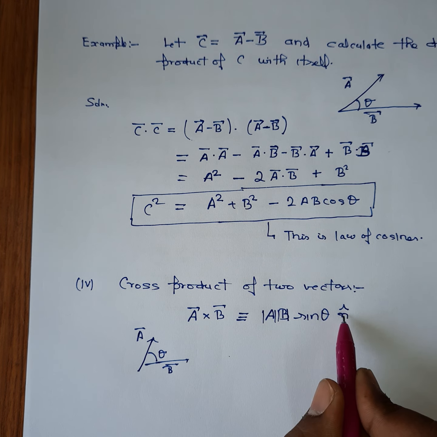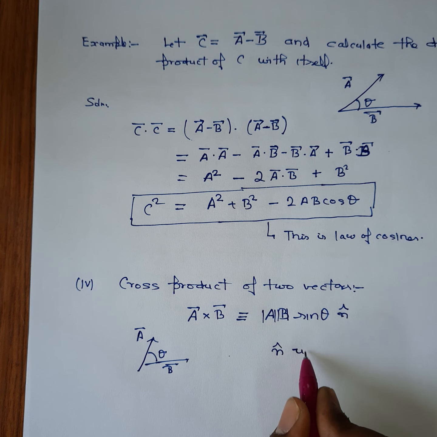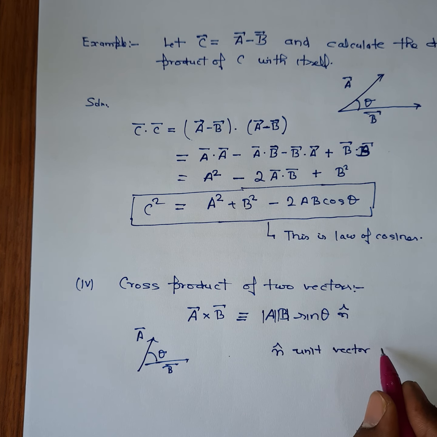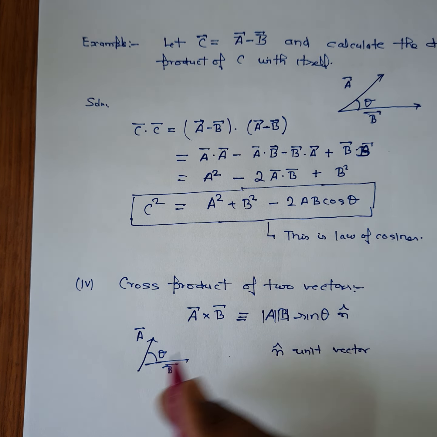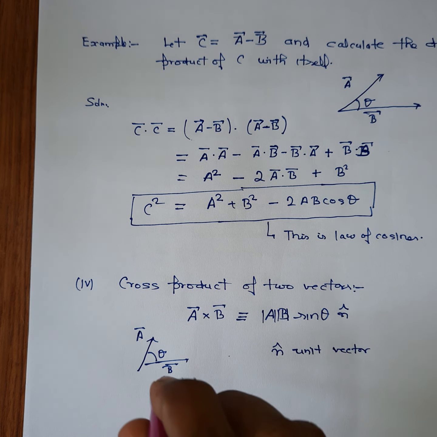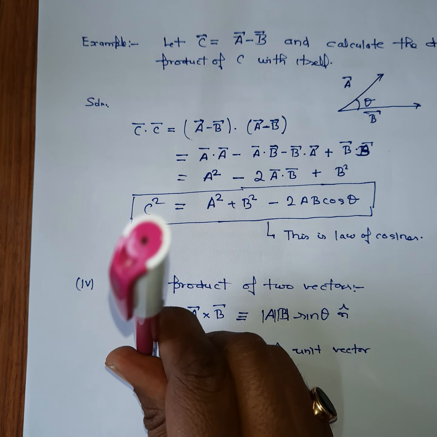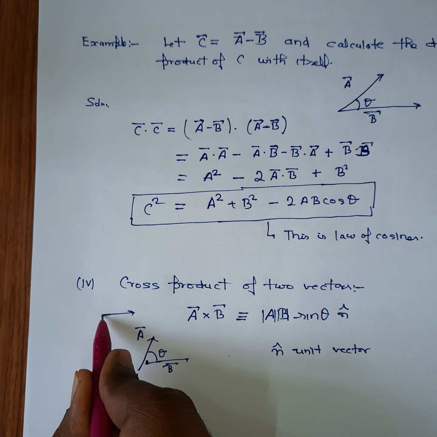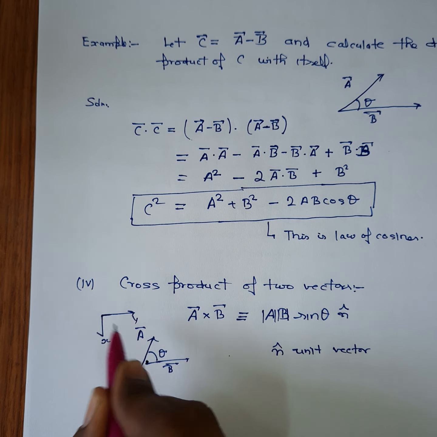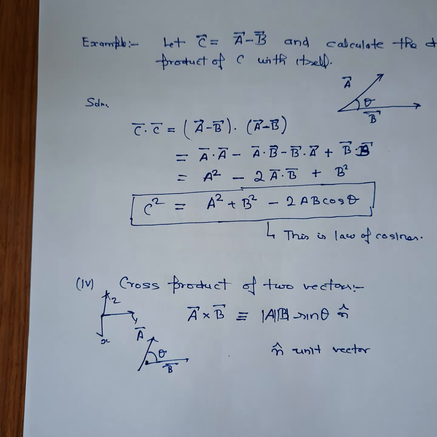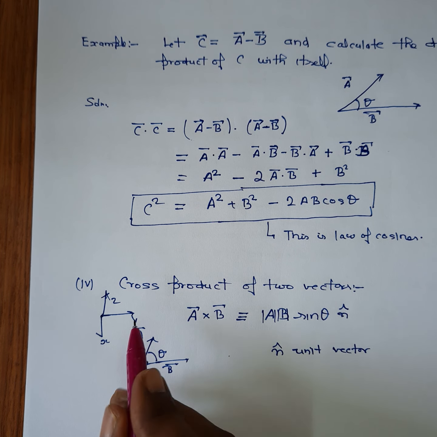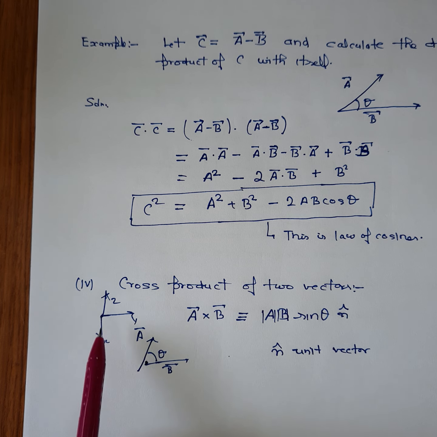So now here is n cap, a unit vector. n cap is a unit vector, and its direction is perpendicular to the plane of A and B. Suppose A and B are in a plane, then its direction is perpendicular to this. Like suppose this is the x axis, this is the y axis, then it will be along the z axis. Suppose A vector is directed towards the x axis and B is directed towards the y axis, then n cap will be directed towards the z axis.